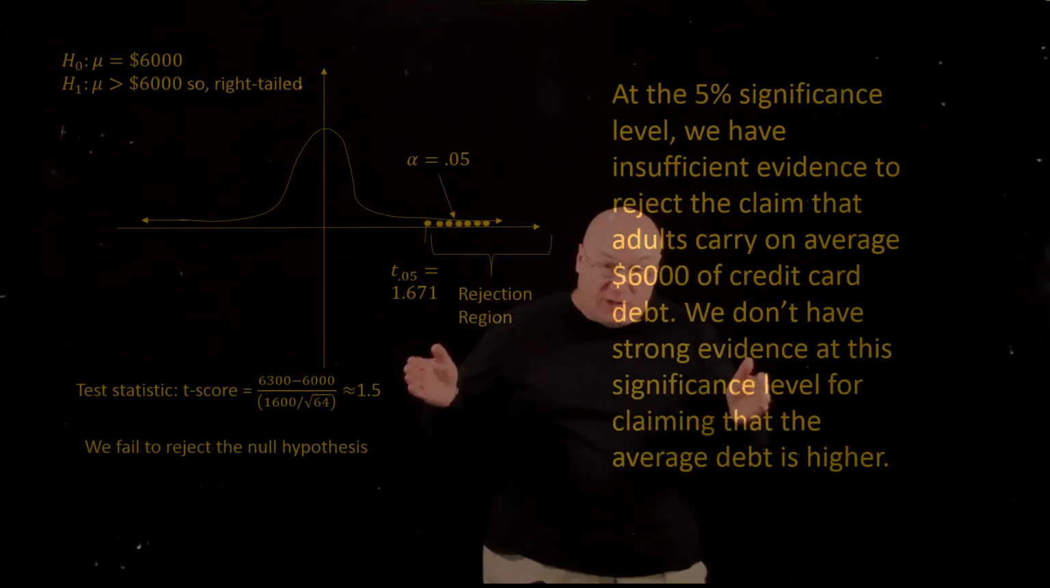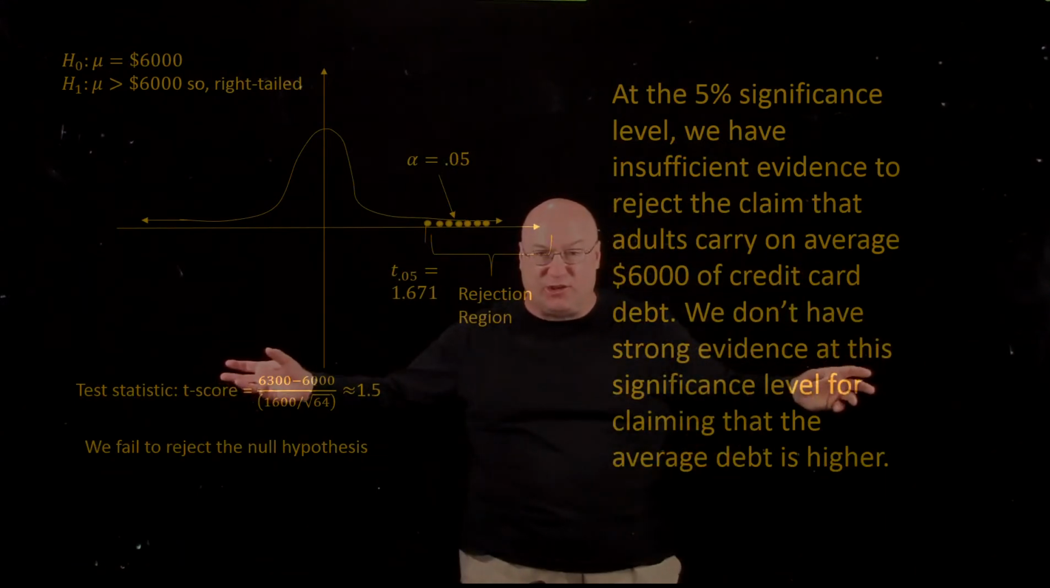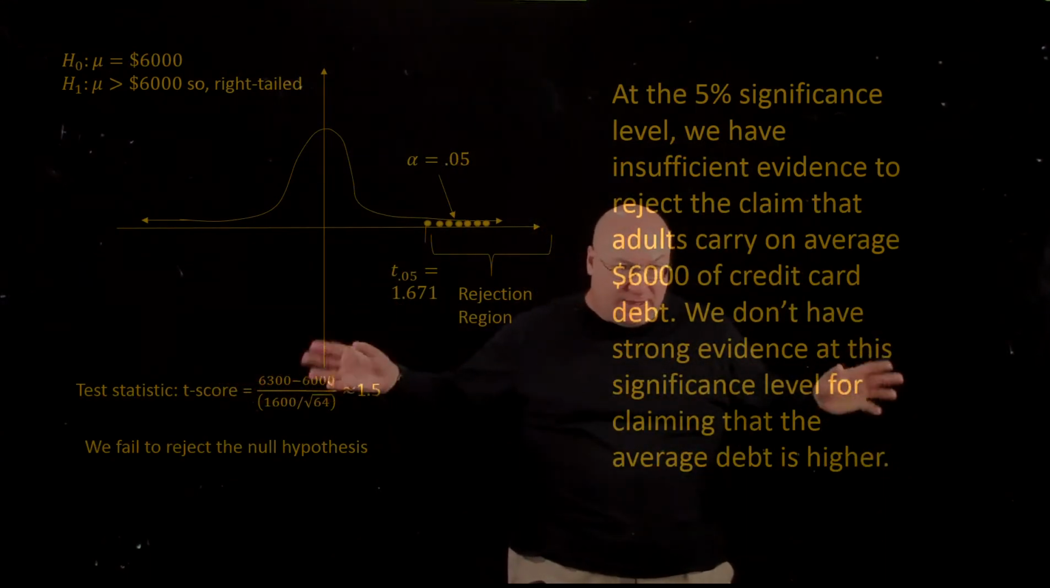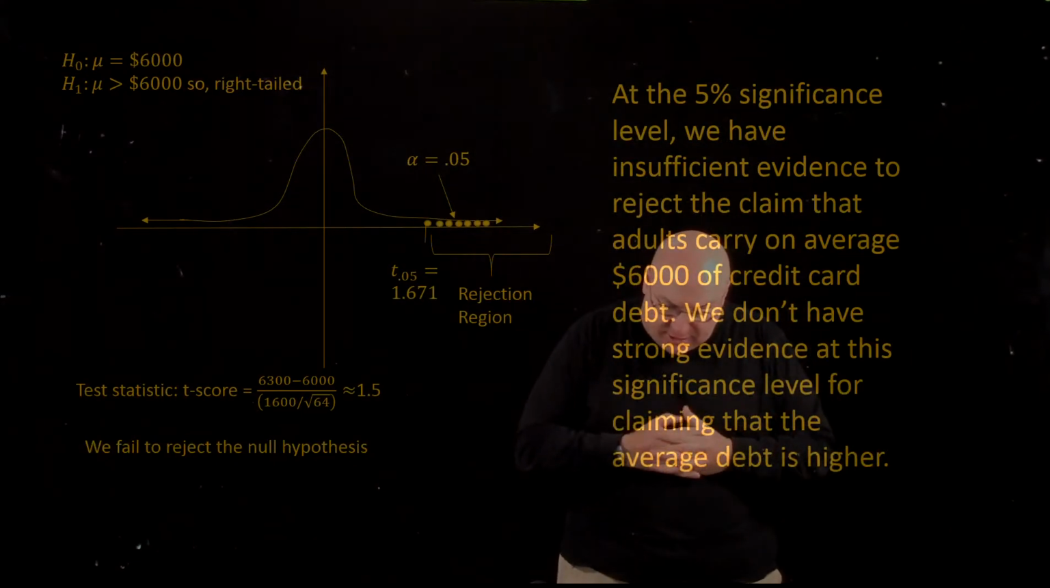Let's make it really stringent. Let's make it really hard for the test statistic to get out into the rejection region. We don't want to believe there's any change here, right? Because that could hurt our sales.